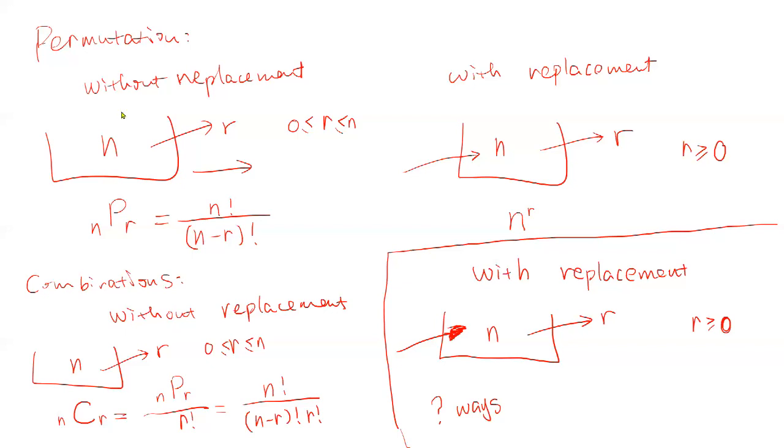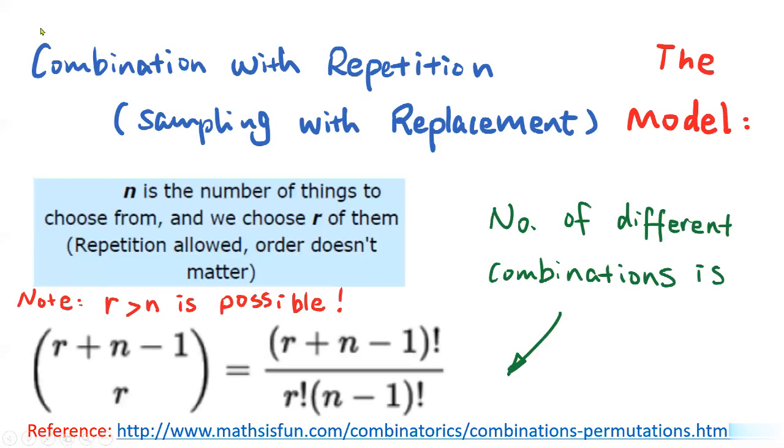Okay, any thoughts regarding this problem? Okay, I'll give you an explanation, and I'll draw a diagram to illustrate the analysis of this problem. So basically, this problem is to draw r elements from the n distinct elements with replacement. R is greater than or equal to 0.